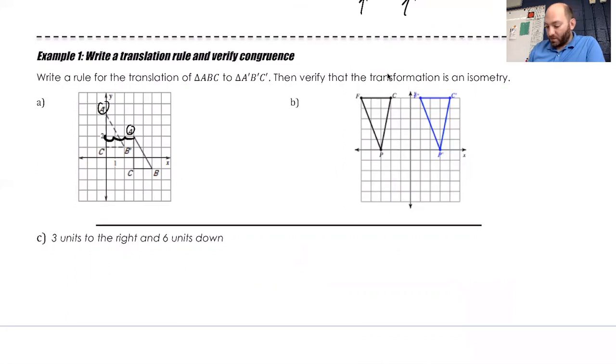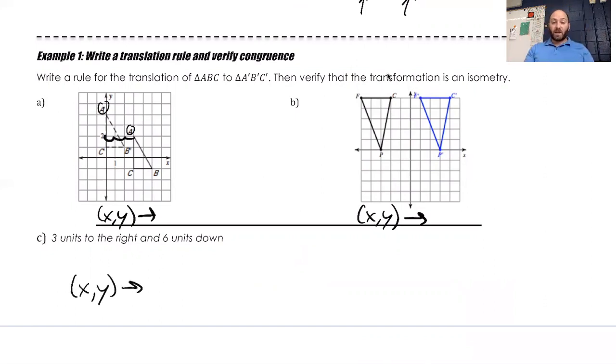So that means when I look at that as a rule, I'm starting with X, Y. I'm going to put an arrow. Every single translation, it's going to start like this. Okay? Every single one. So that is one thing that's going to be consistent. So you write your rules, and it needs to start like this.